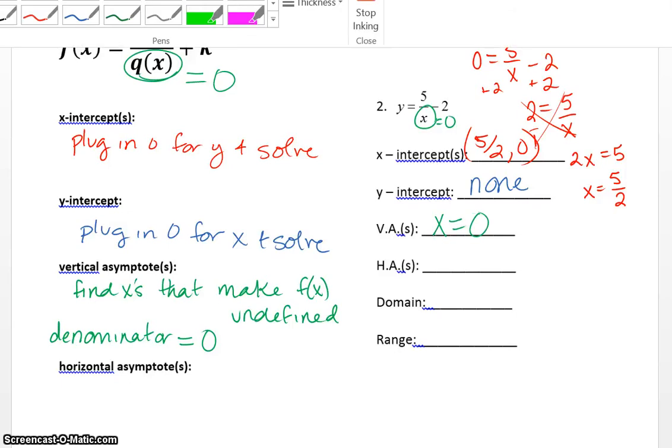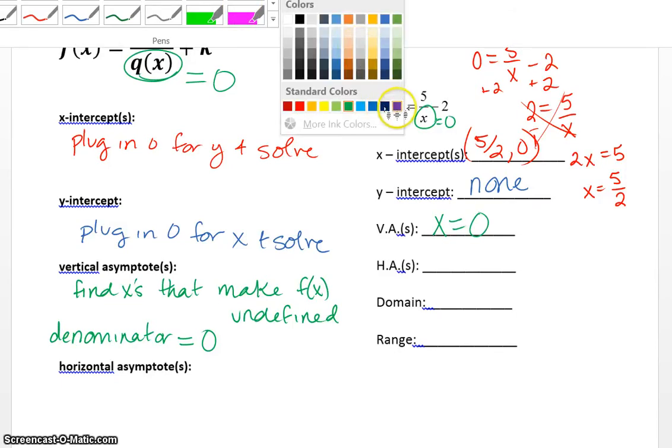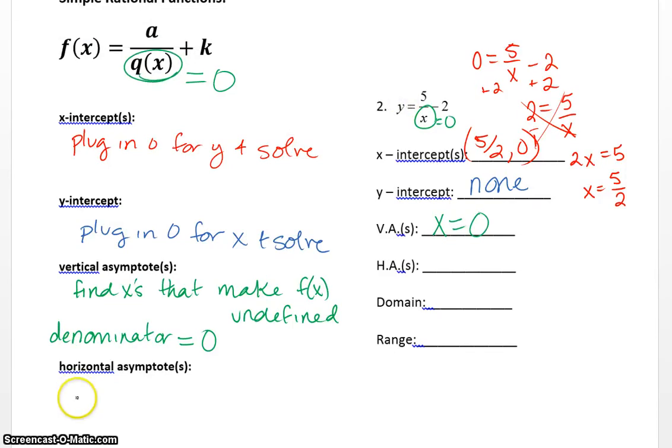Okay, now the horizontal asymptote here is going to be nice and simple. That's just going to be y equals k. So way easier than the other type. That's going to be y equals k. So on number 2, we're just looking at y equals -2.